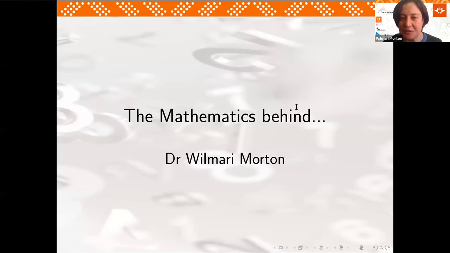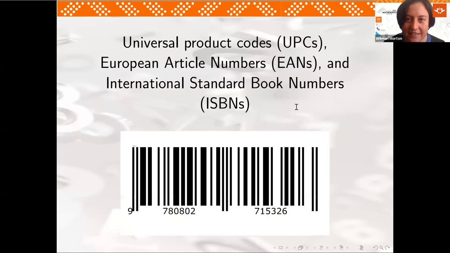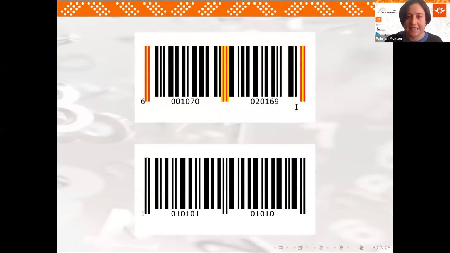So something that most of us encounter every day when we go to a shop is called either a universal product code or a European article number. And obviously, if we buy books, we've got the ISBNs. And the question is, is there any mathematics in there? So obviously, there's some very standard mathematics in the sense that it's a code. So we take these numbers that are at the bottom there, and we encode them into binary. So that's a bit of mathematics.